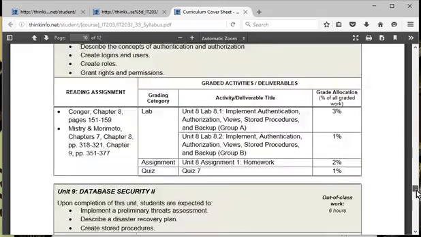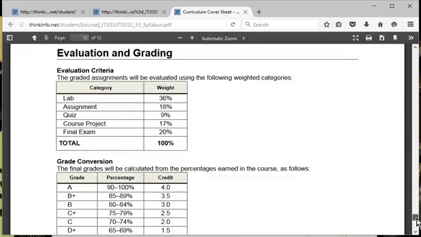In fact, I'll show you the full rubric. If you scroll all the way down, you'll see the grading rubric. So the labs altogether are 36% of your grade. Assignments are 18%, quizzes 9%, course project is 17%, and the final exam is 20%. Please note there is no midterm in this class, only a final exam for a total of 100%.